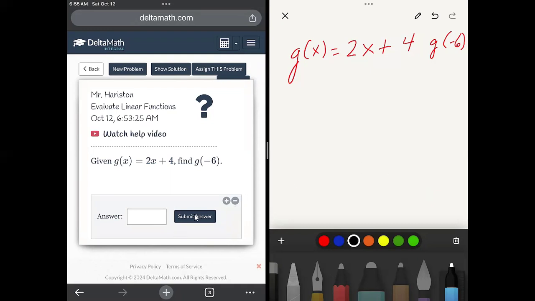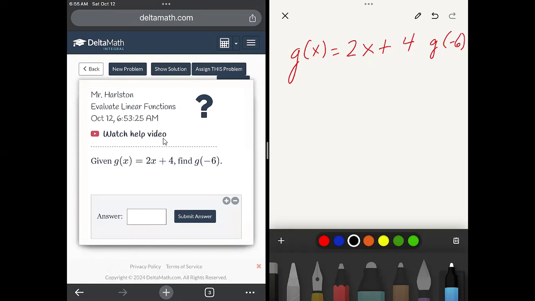I am going to do a couple of questions from the evaluate assignment that I gave, and I'm going to focus on evaluating linear and quadratic functions. So I'm just going to do a couple questions. What you see on my screen is on the left is a Delta Math question, and on the right is a piece of white paper that I'm going to be using to show you exactly what you need to do. It says the function g of x is equal to 2x plus 4, and they want you to find g of negative 6.